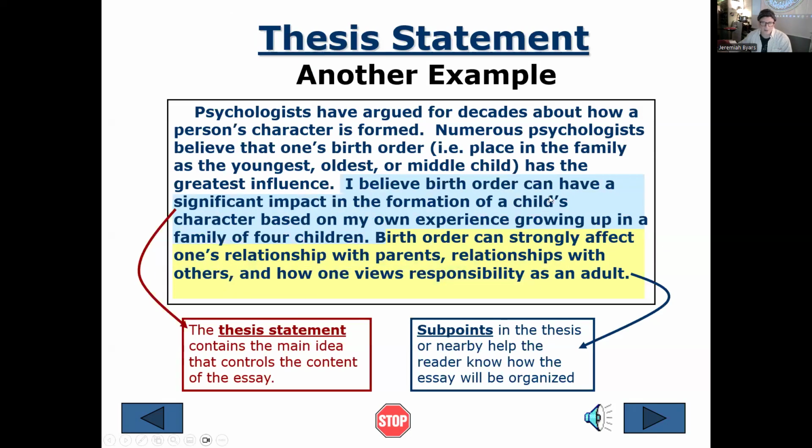Okay. I believe birth order can have a significant impact on the formation of a child's character based on my own experience growing up in a family of 4 children. Birth order can strongly affect one's relationship with parents, relationships with others, and how one views responsibility as an adult. This tells me that the first body paragraph is going to be discussing one's relationship with parents. Second one is with others. And the third body paragraph is about responsibility as an adult. Okay. So your body paragraphs should follow your thesis statements. Okay.